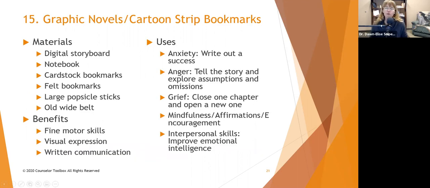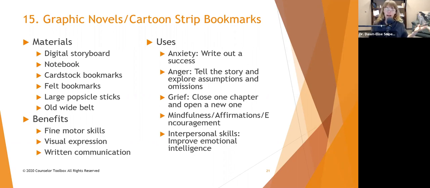Graphic novels or cartoon strip bookmarks can also be helpful for people to remind them. Sometimes we are a meme-oriented society, and people can communicate a lot in one picture now. You can do it on a digital storyboard. If you want to do it online, you can make it in a notebook. You can use cardstock bookmarks, felt bookmarks, large popsicle sticks, or even an old wide belt that you cut down and seal the ends.